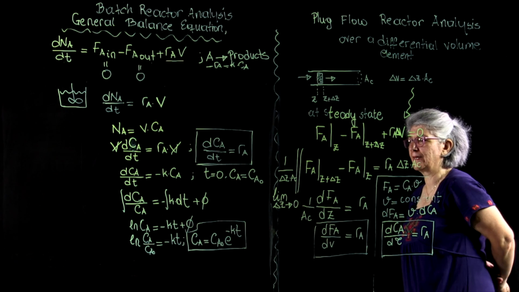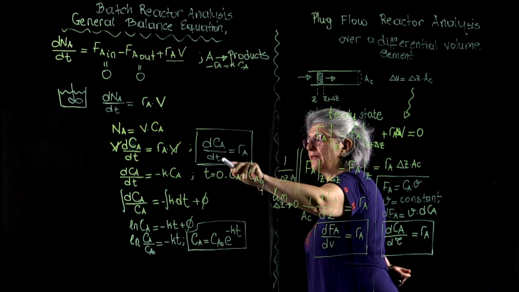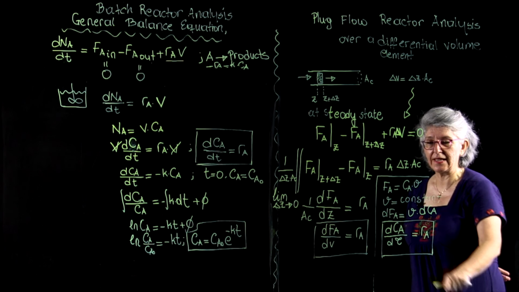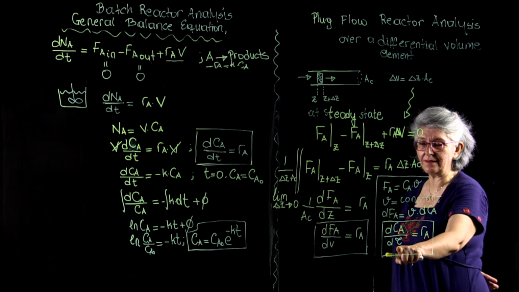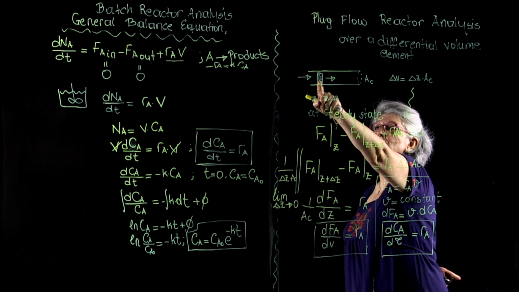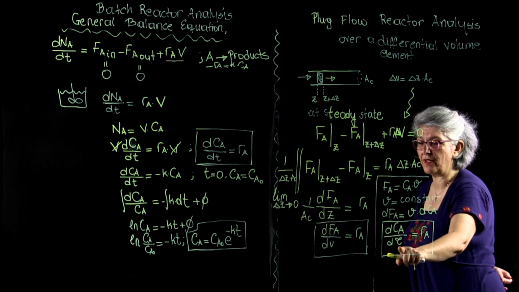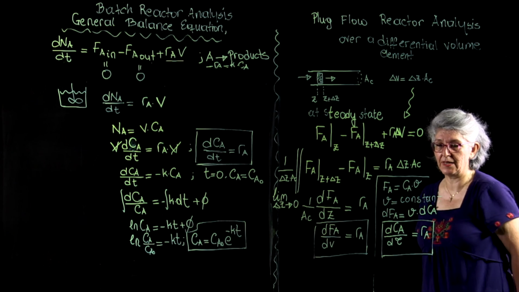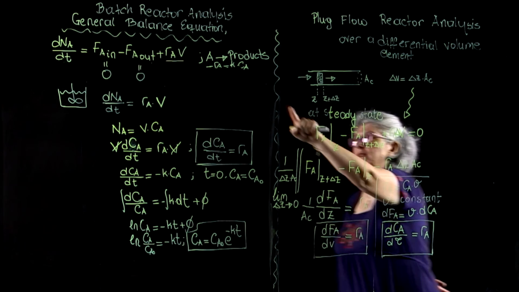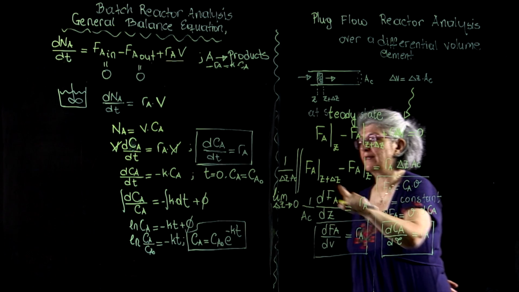Here, the parameter time is the astronomical time, the time that you observe with your clock, with your watch. This is the space-time, the time it takes this fluid element to traverse from here to here. But they both have the units of time. This is the same constitutive relationship, R sub A, as we defined already as K times CA. And this is the same CA.